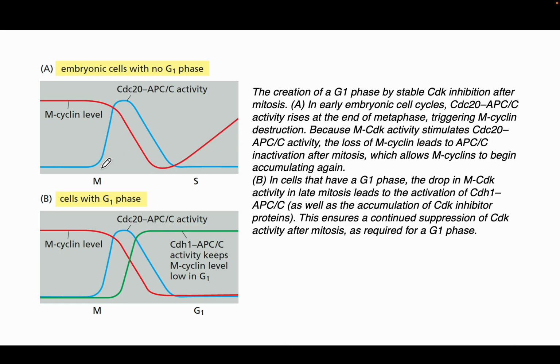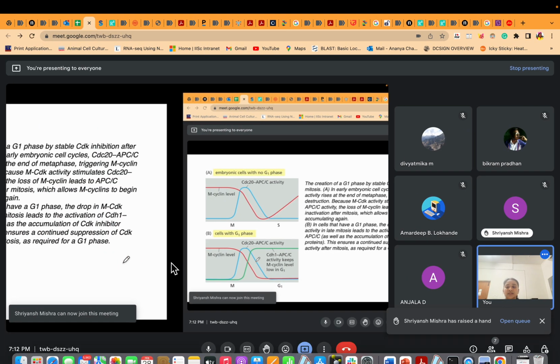So this is the creation of a G1 phase by stable CDK inhibition after mitosis. In the early embryonic cell cycle, CDC20 APC activity rises at the end of metaphase, triggering M cyclin destruction. Because M CDK activity stimulates CDC20 APC activity, the loss of M cyclin leads to APC inactivation after mitosis. And in cells that have a G1 phase, the drop of M CDK activity in late mitosis leads to the activation of CDH1 as well as accumulation of CDK inhibitor proteins.